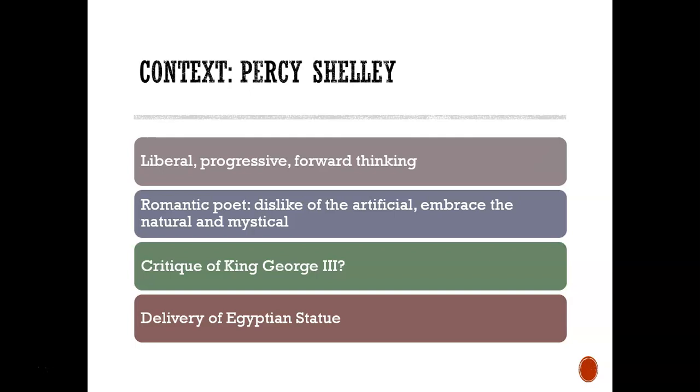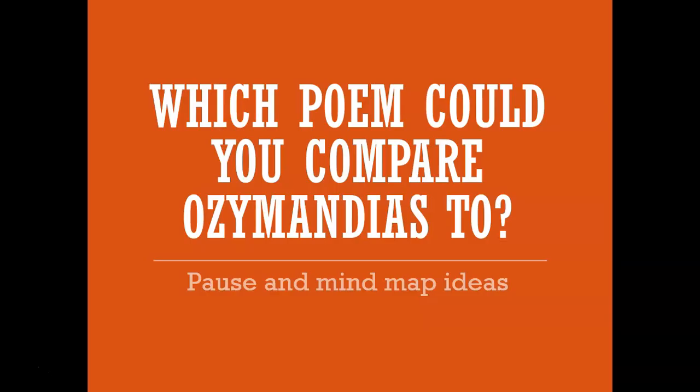Remember, at this time there was a delivery of an Egyptian statue to England, which would have helped to inspire this poem. So think about this. Think about Shelley as a romantic, idealist, progressive poet. Think about the fact that he's criticising an arrogant ruler, and think about which poem we've studied. So, which poem could you compare Ozymandias to?